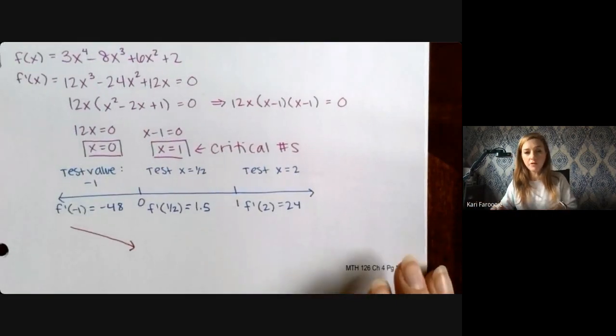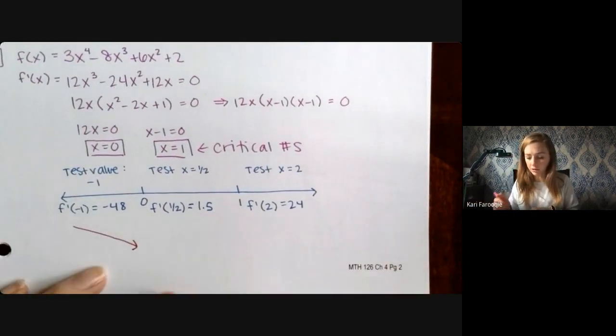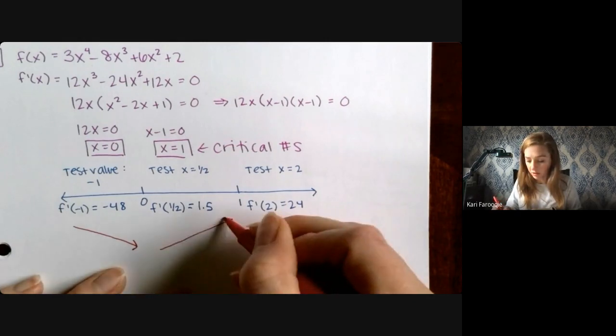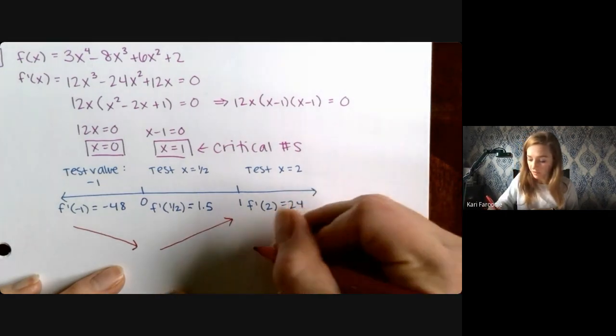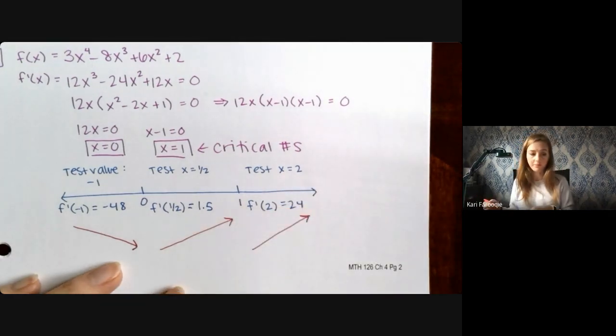Because your first derivative was positive on that middle interval, you know your function must be increasing on the interval. And then we could say the same thing about interval 3. Your derivative's positive, the function's increasing.